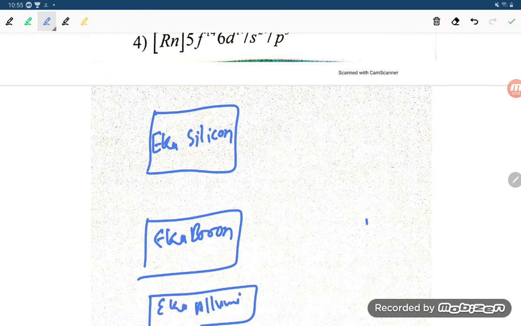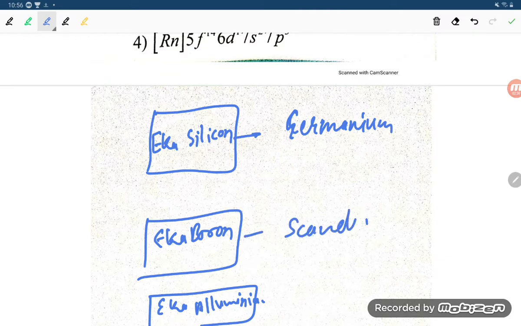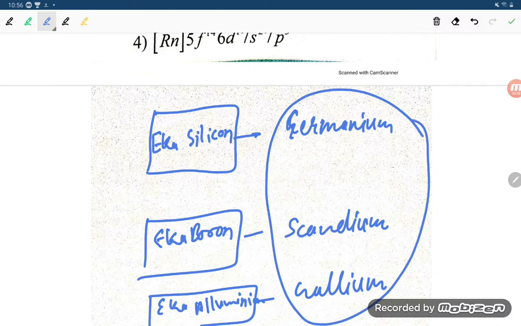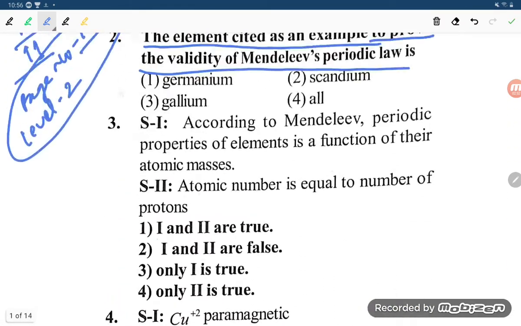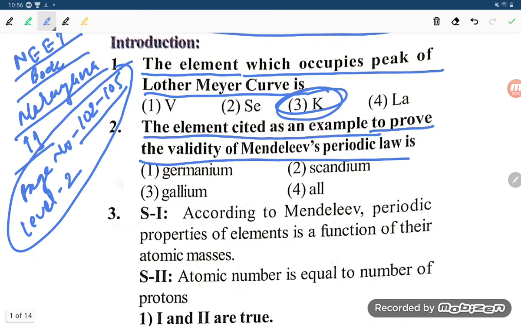When the new elements were discovered, Eka silicon became germanium, Eka boron became scandium, and lastly Eka aluminum became gallium. Dear students, these elements give proof that whatever vacant spaces Mendeleev left were correct. The elements cited as an example to prove the validity of Mendeleev's periodic law are germanium, gallium and scandium, all correct. So option number 4 is correct, student.